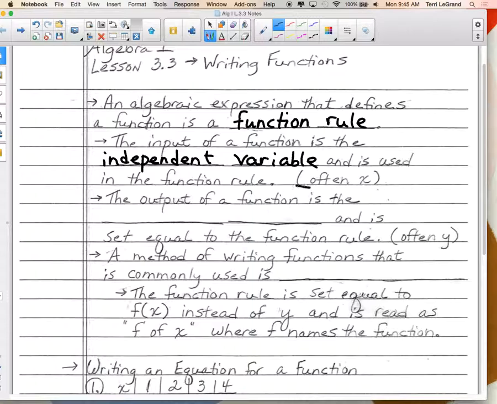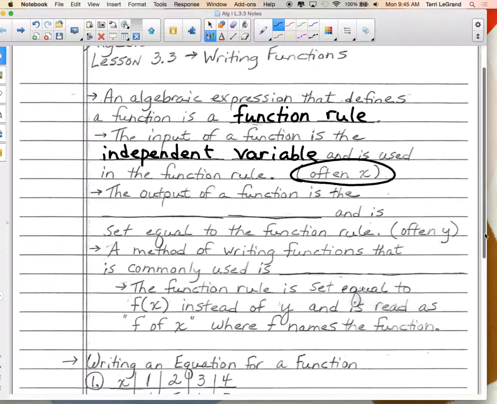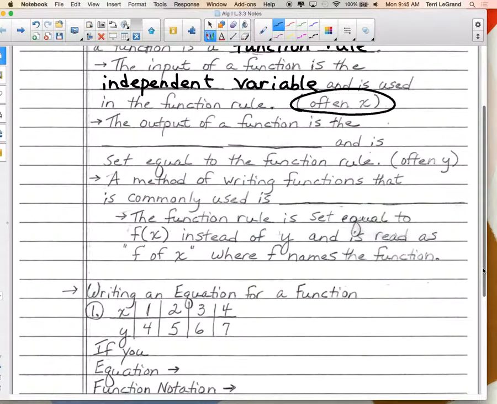And I want you just to circle this. It is often x. Most typically, the independent variable is x. It can have other names though. We can be talking about an a and a b in a function, and then we don't have an x. So we have to decide which of those would be the independent variable. But whenever we're talking about x and y, which is the most typical, the x is the independent variable.